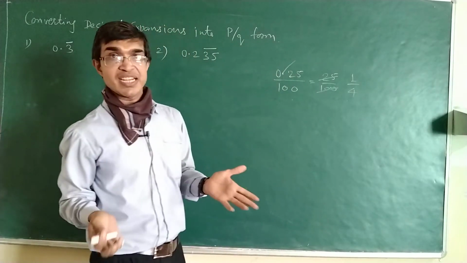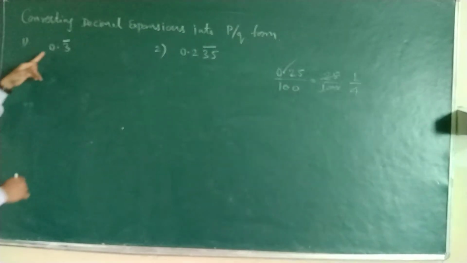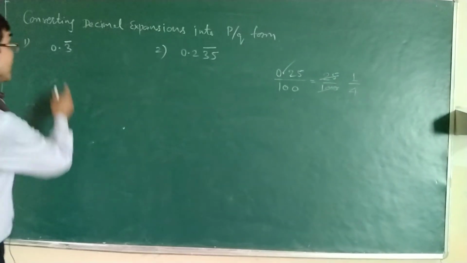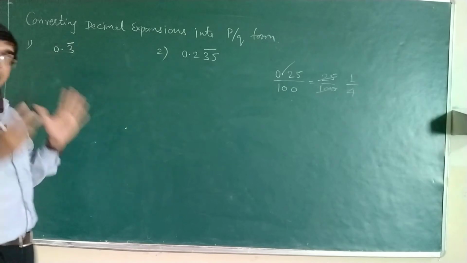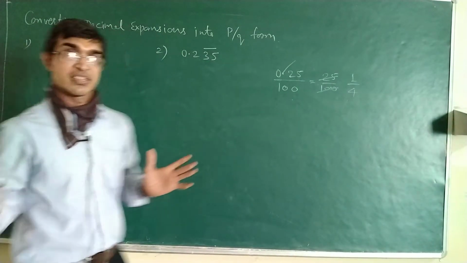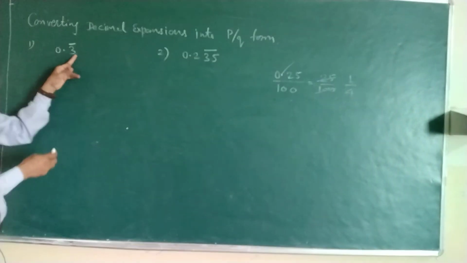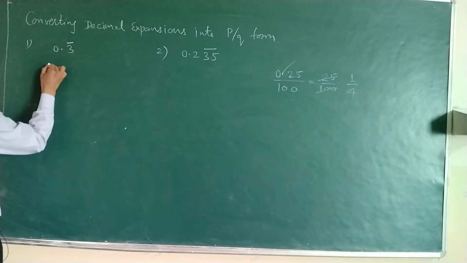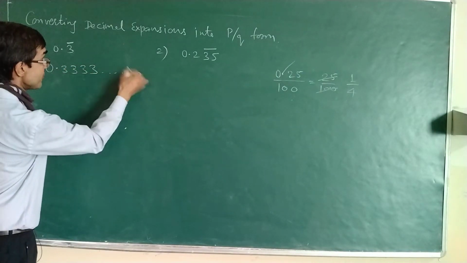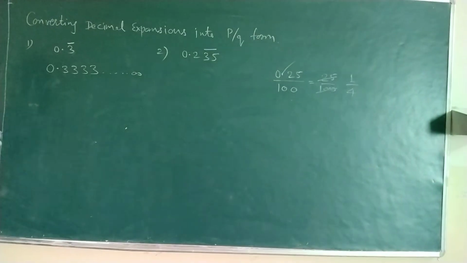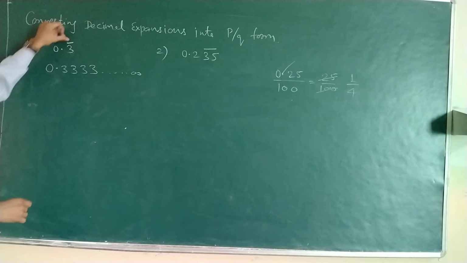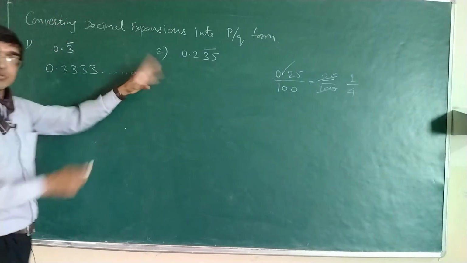But if it is non-terminating and recurring, what will you do? Let's say 0.3 bar. What is this bar? The bar means the digits that have the bar on them are recurring up to infinity. So what does 0.3 bar mean? It is actually 0.3333 and so on up to infinity. Why? Because only this 3 is recurring, the bar is only on 3.